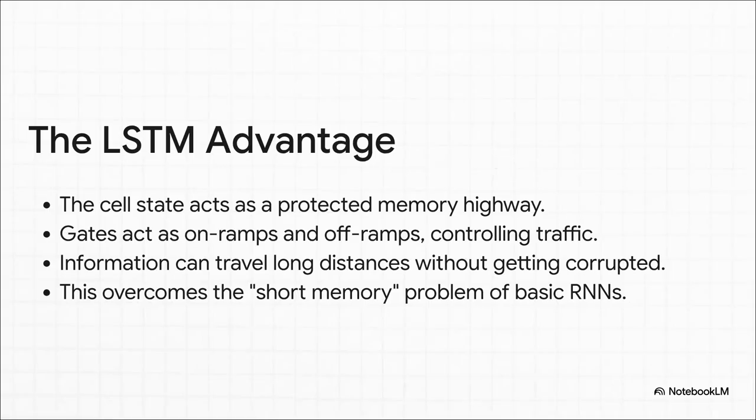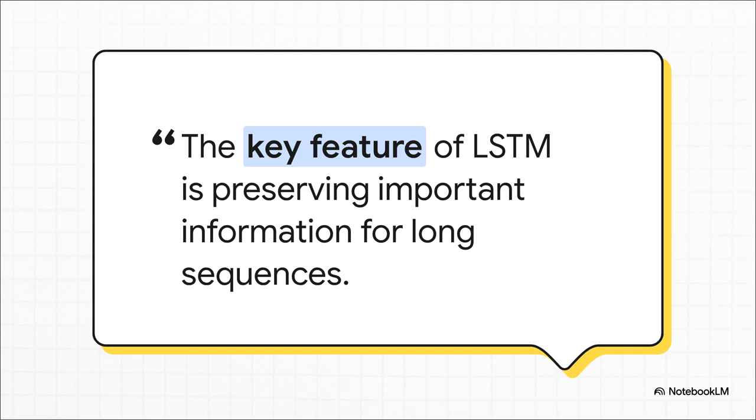So here's the advantage in a nutshell. That cell state we've been talking about, that conveyor belt, think of it like a protected information superhighway. And the gates? They're the intelligent on-ramps and off-ramps, carefully controlling the flow of traffic. This whole structure allows critical information to travel for miles and miles down that highway without getting corrupted or lost in some traffic jam. And that directly solves that short memory problem we started with. You know, ultimately, it all comes down to this one single powerful idea. This entire elaborate architecture of gates and states, it's all built for one purpose, to preserve important information over time.